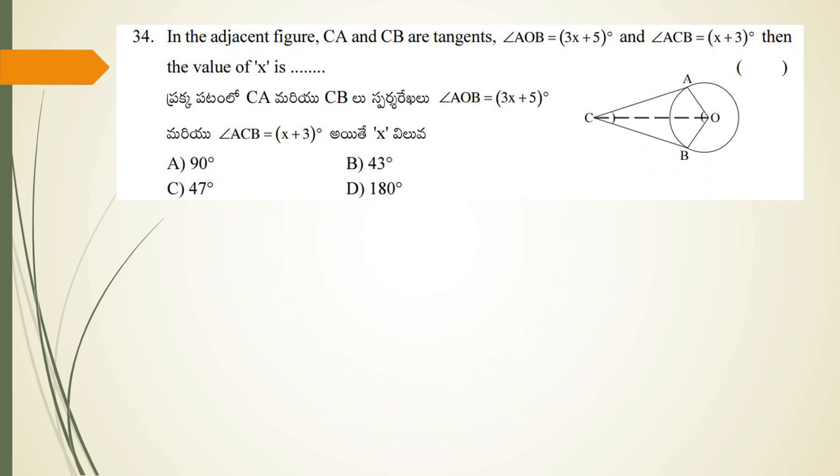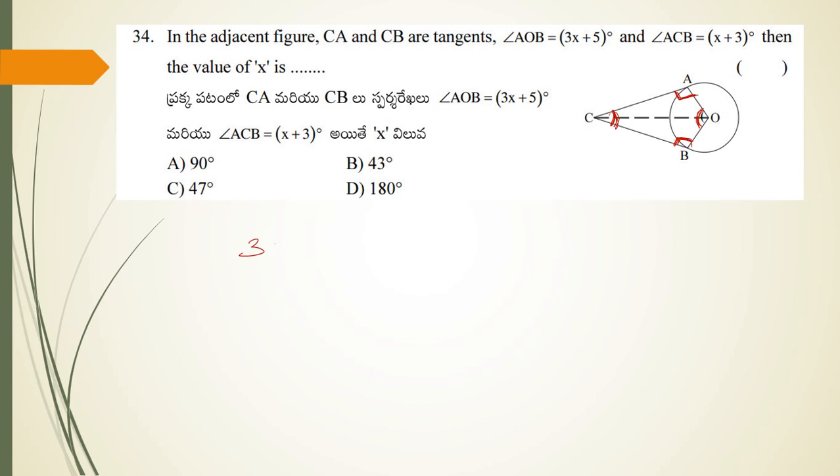Next, moving on to question number 34. Now what has he given? CA and CB are tangents, and he has given angle AOB is equal to 3x plus 5, angle ACB is equal to x plus 3. Now clearly this angle and this angle, we already know that at the points of contact the radii are perpendicular to the tangent, right? So this is 90 degrees and this is also 90 degrees. So totally 180 degrees is completed here. Now angle AOB and angle ACB, these two will make 180 degrees, right?